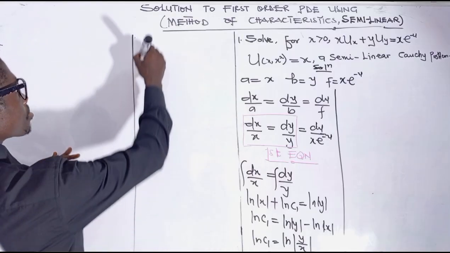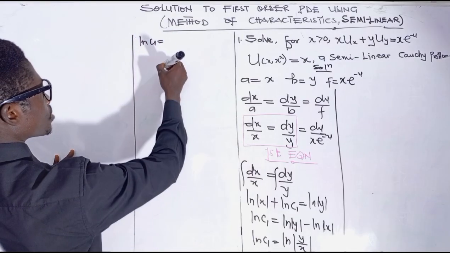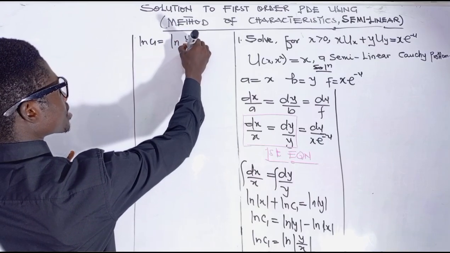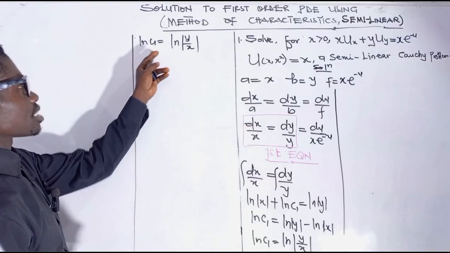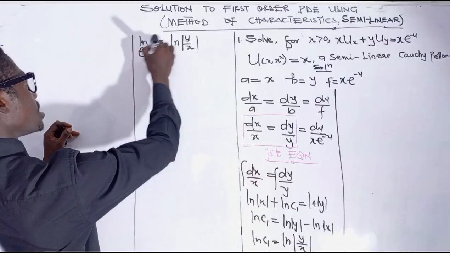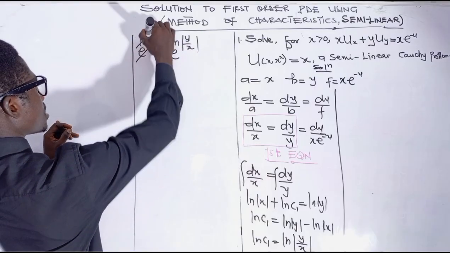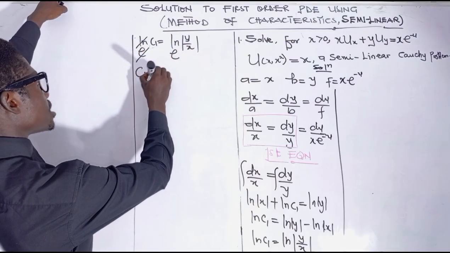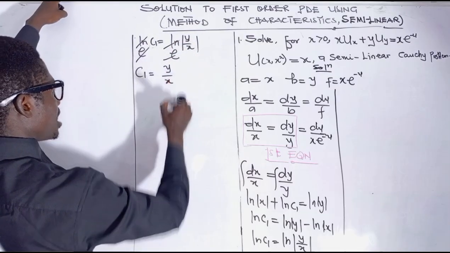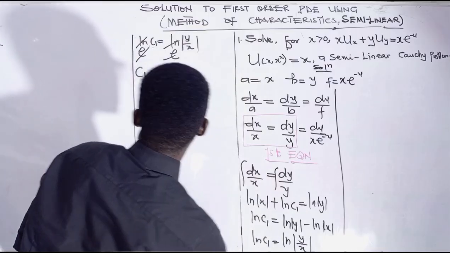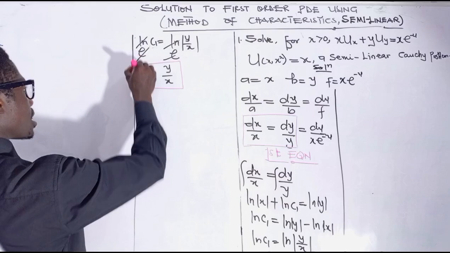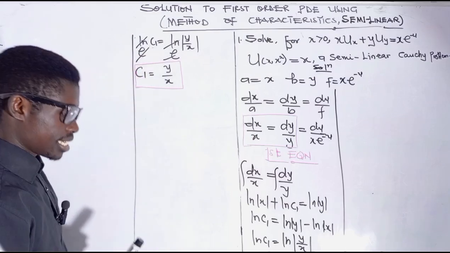So we have ln C1 is equal to ln y all over x. We are looking for C1, not ln C1. So what do we do? We take the exponential on both sides, so that this will cancel the ln. We are left with C1 is equal to y all over x. So we have our first solution, and our first solution is C1 is equal to y all over x. Very, very easy and simple.